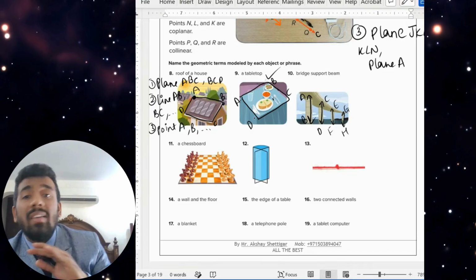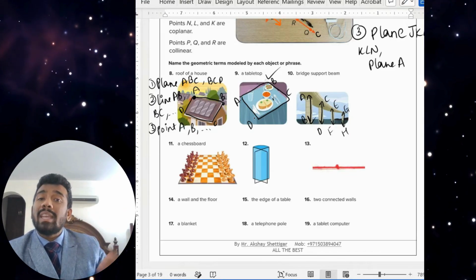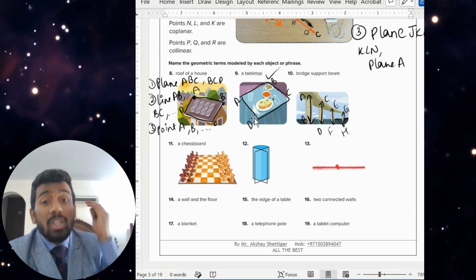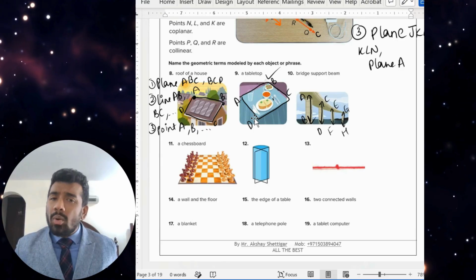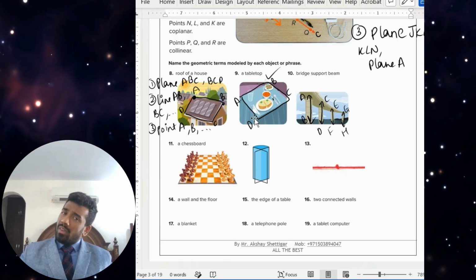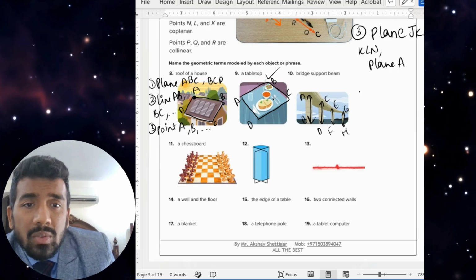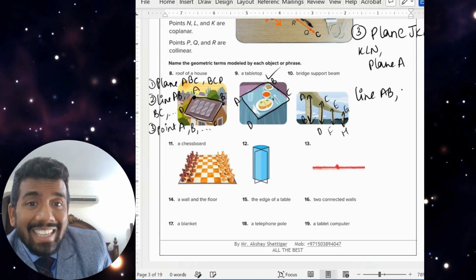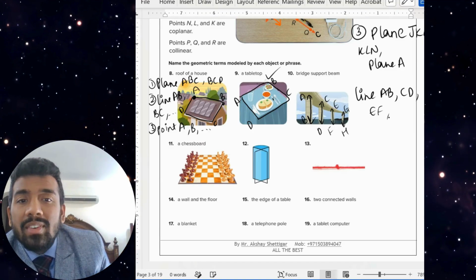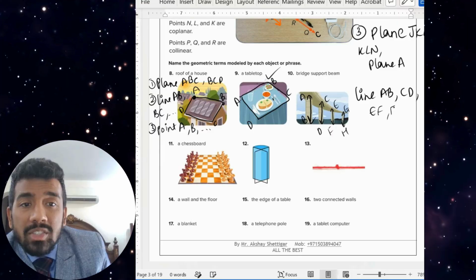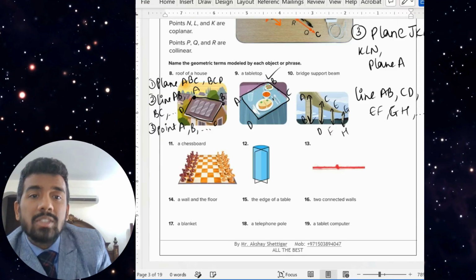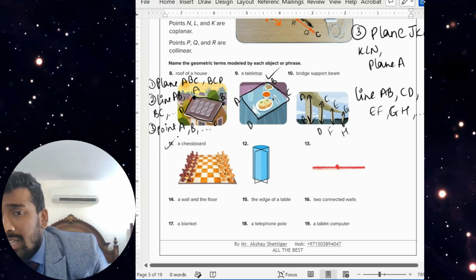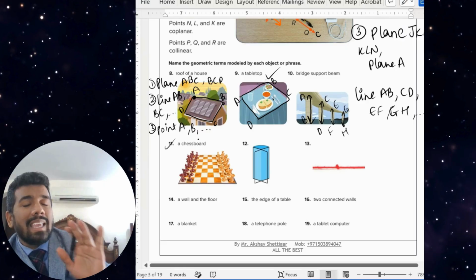Only in this question they haven't given, because they want to increase your critical thinking. They have given you the freedom to put the letters you want, put the line you want. Okay, that's it. So what are these? These are the lines A, B, C, D, E, F, G, H, and so on. Okay, so don't worry about it. It's an easy one. Chessboard is also the same.